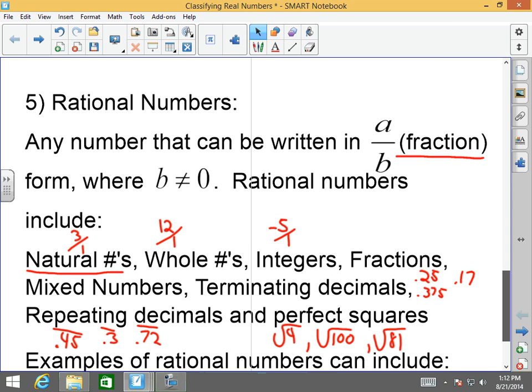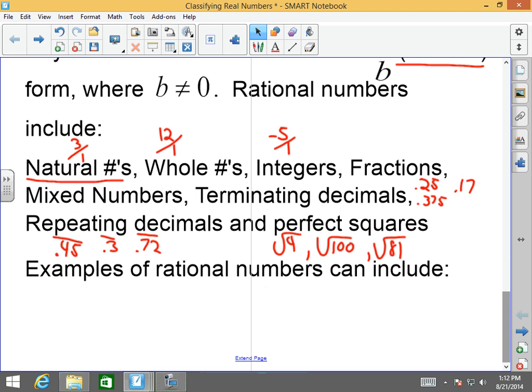Does that make sense so far, gentlemen? Okay, thank you so much. Let's look at some examples of rational numbers.